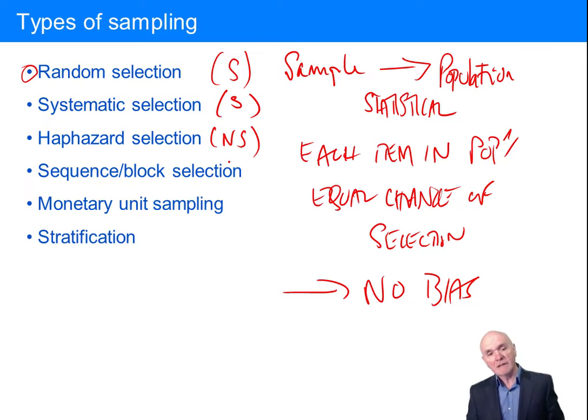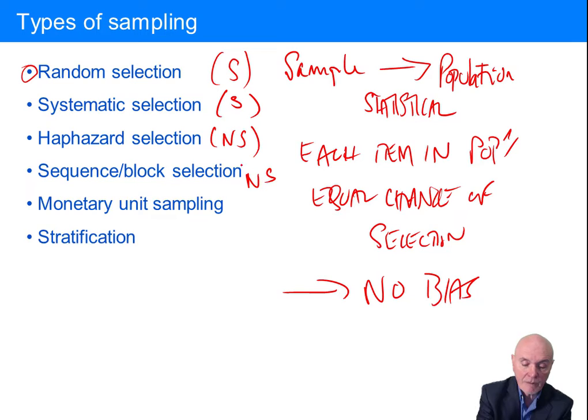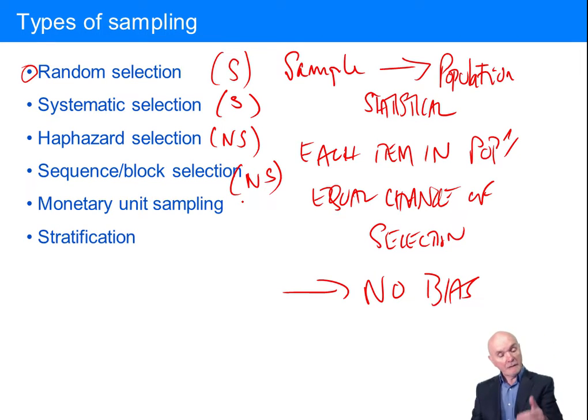Sequence or block selection isn't going to be very useful to us. Basically what it is, you would take maybe 20 invoices all together in the file, and the chances are in most systems those 20 invoices will all have been dealt with on one day. So you're not getting a very good spread throughout the period and so on. So normally that would be non-systematic. Monetary unit sampling I'll deal with in a moment, over the next slide.